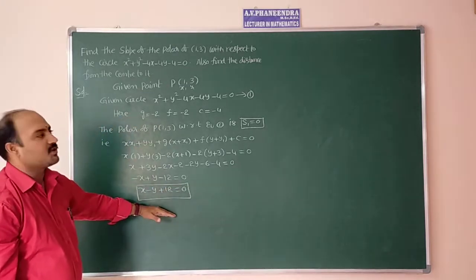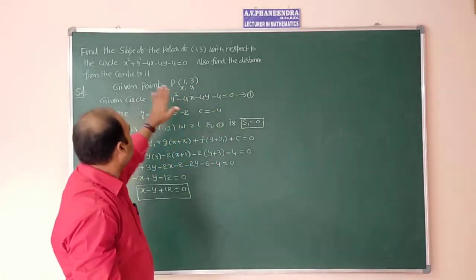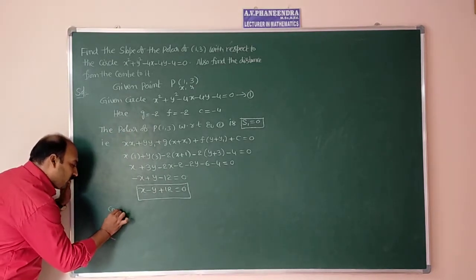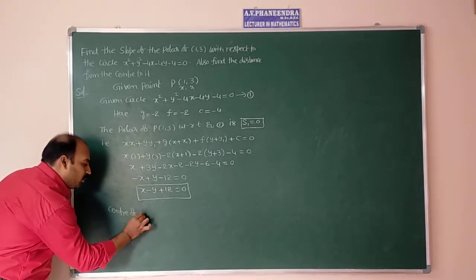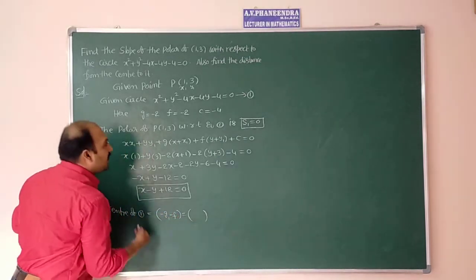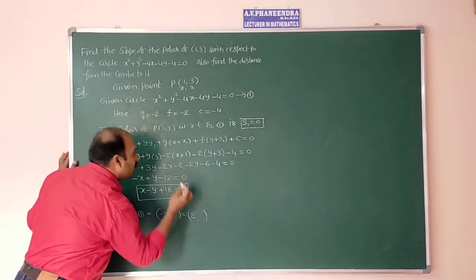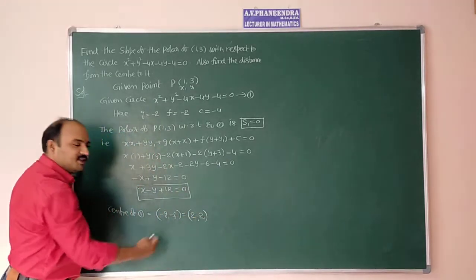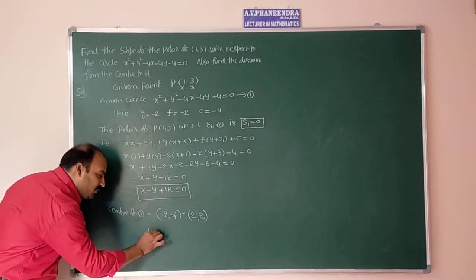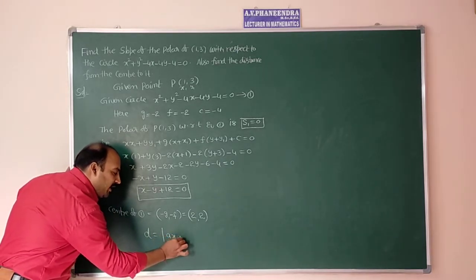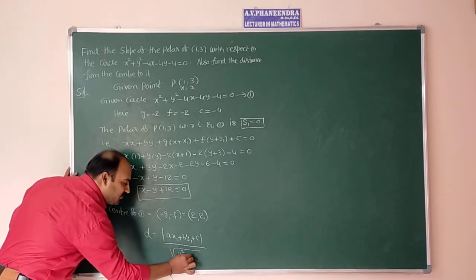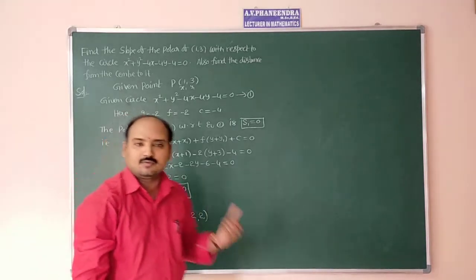After getting the polar equation, they are asking to calculate the distance from the center of the circle to this polar. So now the center of the circle, center of equation 1, is (−g, −f). −g means minus of −2, −f is minus of −2. This is the center. From this point to this line, we have to calculate using the perpendicular distance formula. I am writing the formula: mod of (ax1 + by1 + c) by the root of (a² + b²). By using this formula, we are going to do that.